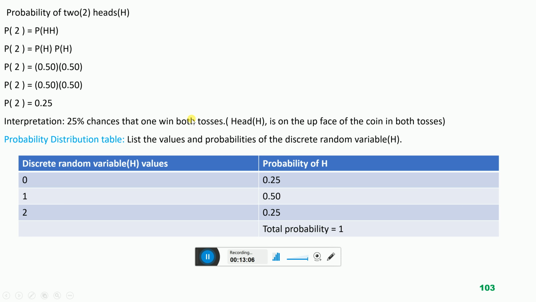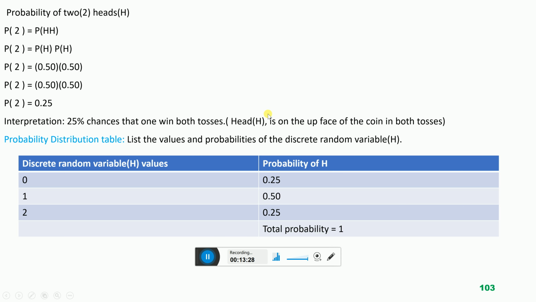It means that there are 25% chances that one who is tossing a coin wins both tosses, and both times head appears on the up face of the coin. So this is 25% chances that one wins both tosses, meaning head H appears on the up face of the coin in both tosses.